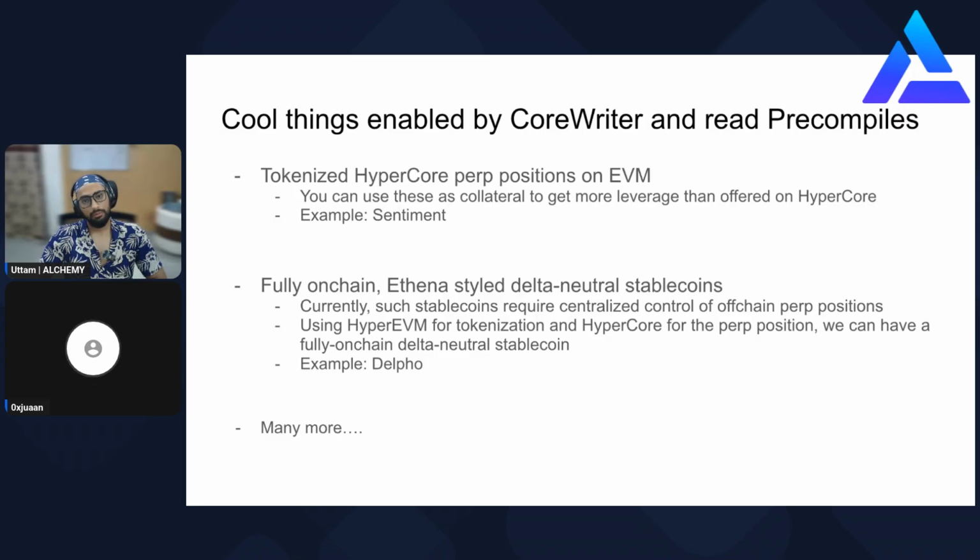Wow. Juan, I have a question here. So how does this interaction work? Is it just an API call that I have to do to get the details out of HyperCore? Let's say I'm long on Bitcoin, like 20x long. If I need that information in my app on HyperEVM, I just need to do an API call?